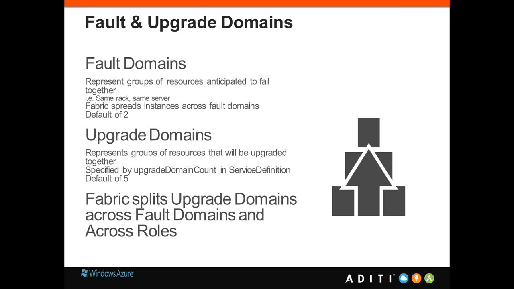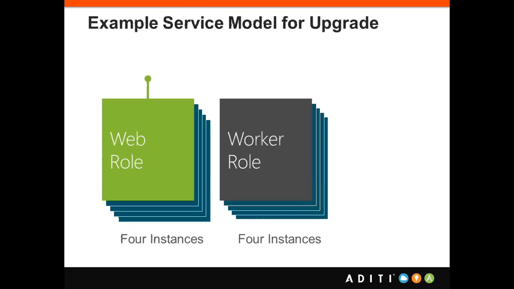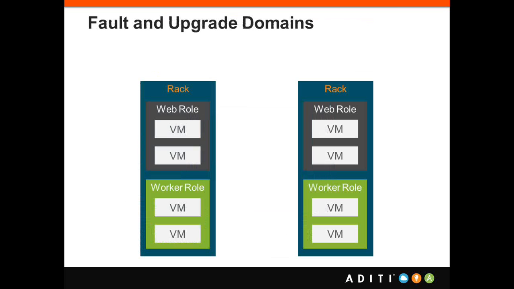Let us see one example of upgrade. So I have a web role and a worker role. I have 4 instances each of both of them, and I see here the fault and upgrade domains. Just visualize it like this.